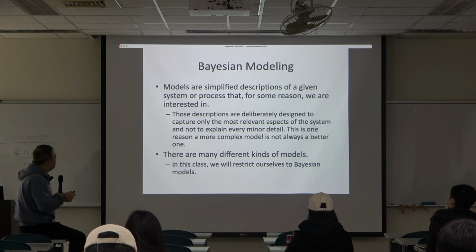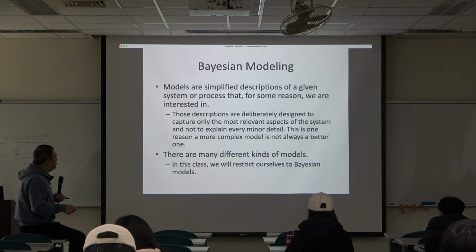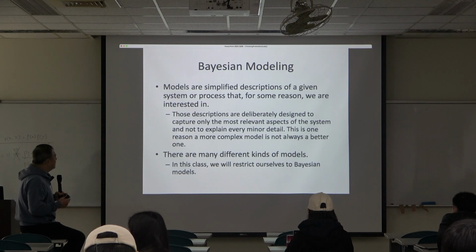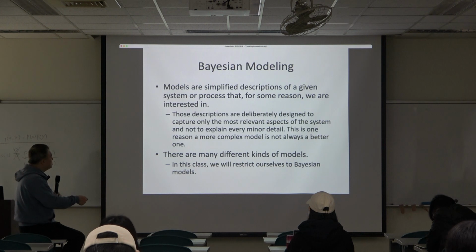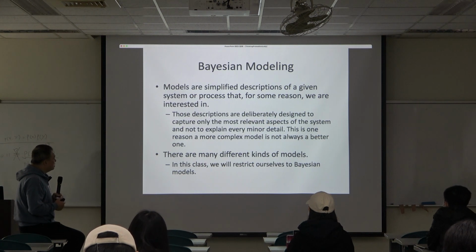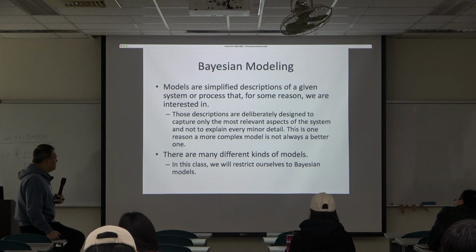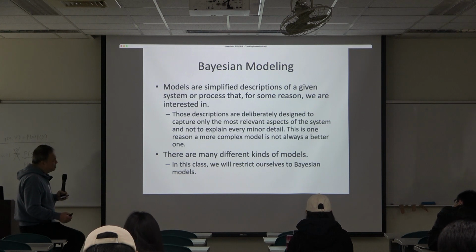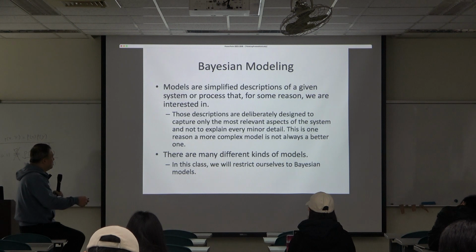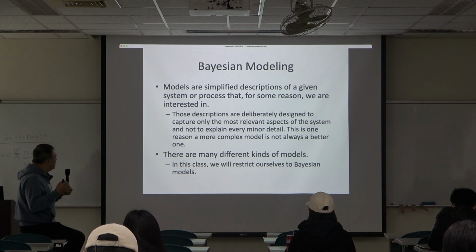For the models that we consider, models are simplified descriptions of a given system or process that we are interested in. This description is normally mathematical, and as I said, they have certain parameters to control them. Those descriptions are deliberately designed to capture only the most relevant aspects of the system, and not to explain every minor detail. After all, if you want to model something in mathematics, you have to simplify it. If you do not simplify in the model design, then you cannot have a model, or your model will be too complicated to work with. So you might ask, how about the minor factors that we do not consider in the model design?